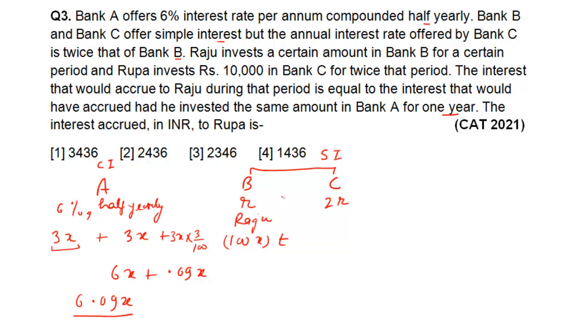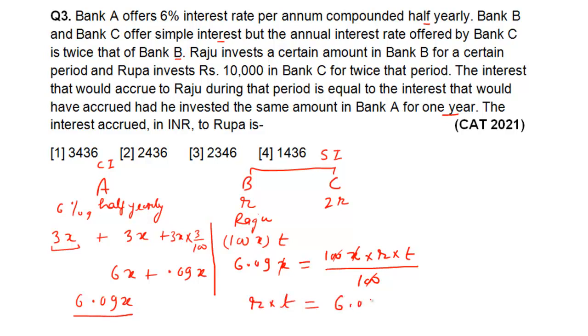Now with the help of that we can calculate this particular rate of interest or time. So 6.09x is equal to, because this bank is giving simple interest, principal 100x multiplied by r multiplied by t divided by 100. Here x will cancel out, and 100 will also cancel out. So we get r multiplied by t is equal to 6.09.